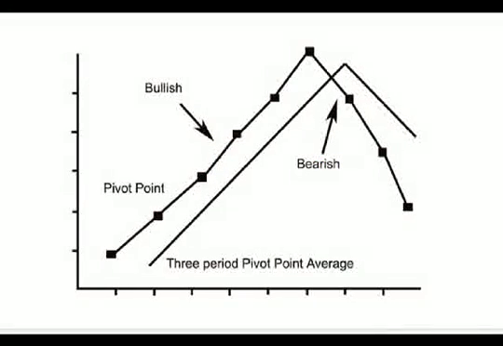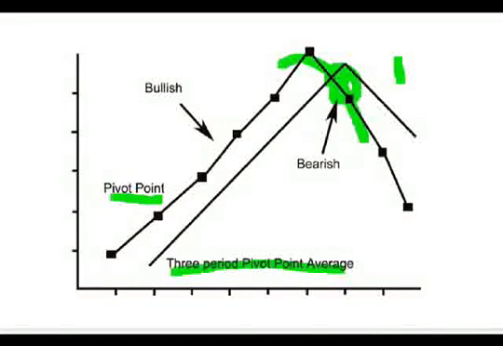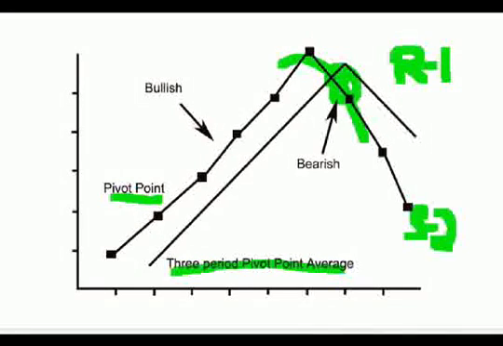The opposite is true for being bearish. Once we have that crossover, that inflection point between a 3-period pivot point moving average and my pivot point, this crossover would help give me a clue that the market is in a bearish condition. Then I would be looking at R1 down to S2 for my next target range.